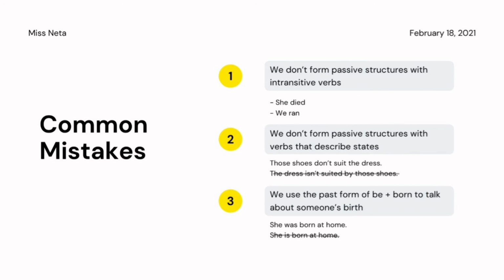And then the second one is that we don't want to form passive structures with a verb that describes states. Let's see the examples. Those shoes don't suit the dress, and then the dress isn't suited by those shoes. That is wrong, and we don't want to do that, okay? And then the third one is we use the past form of be plus born to talk about someone's birth. Yep, let's see the example. She was born at home, not she is born at home. Okay, so those three are the common mistakes.